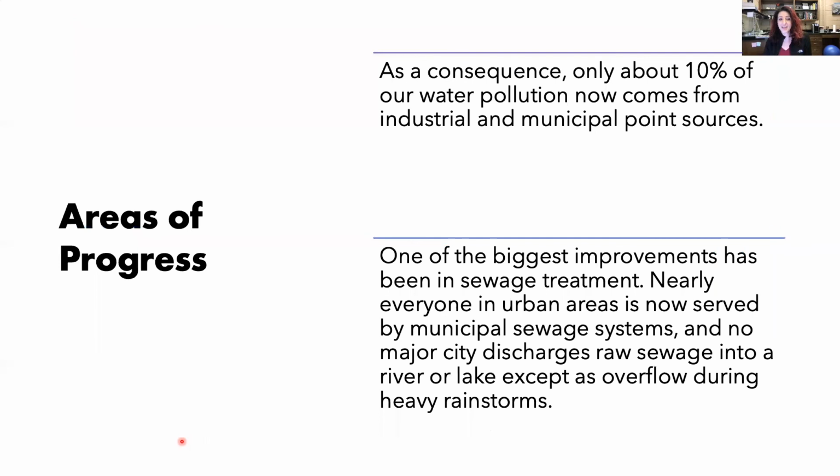So there are areas of progress, which is a great thing to look to for how to model our behavior and future legislation. As a consequence of the 1972 Clean Water Act, only 10% of our water pollution now comes from industrial and municipal point sources. One of the biggest improvements, thankfully, has been in sewage treatment. Nearly everyone in urban areas is now served by municipal sewage systems, and no major city discharges raw sewage into a river or lake. That's great. We're no longer dumping raw sewage into our water bodies.